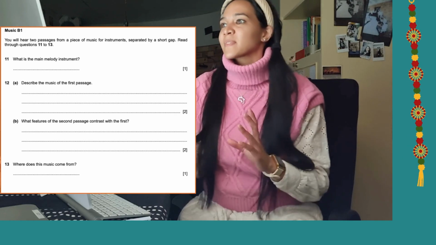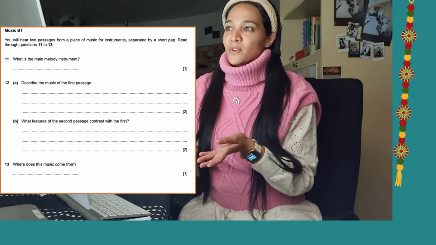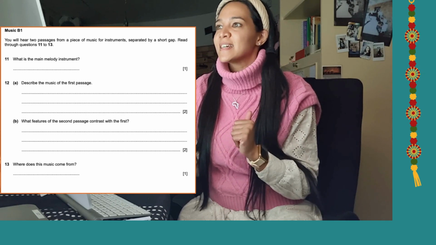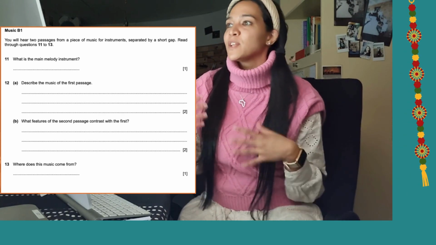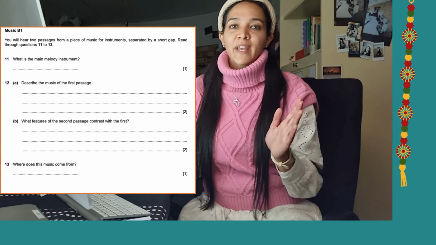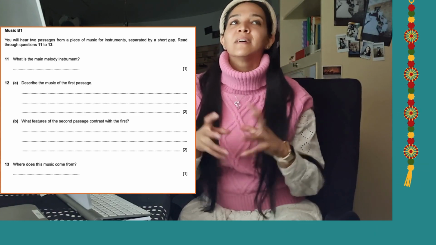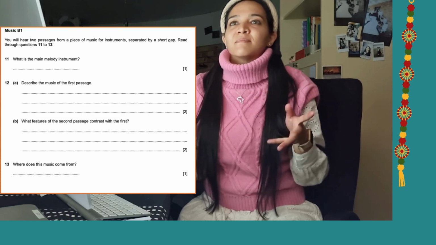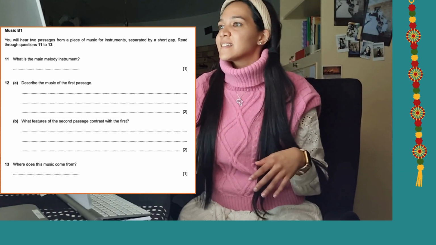Today we are looking at a section B1 from June 2021, paper 1-2. So we're going to read our questions and then we'll dive right into the listening. We have a very short question extract here. It does say music B1. You will hear two passages from a piece of music for instruments separated by a short gap. So we will actually hear two little extracts in one in this case.